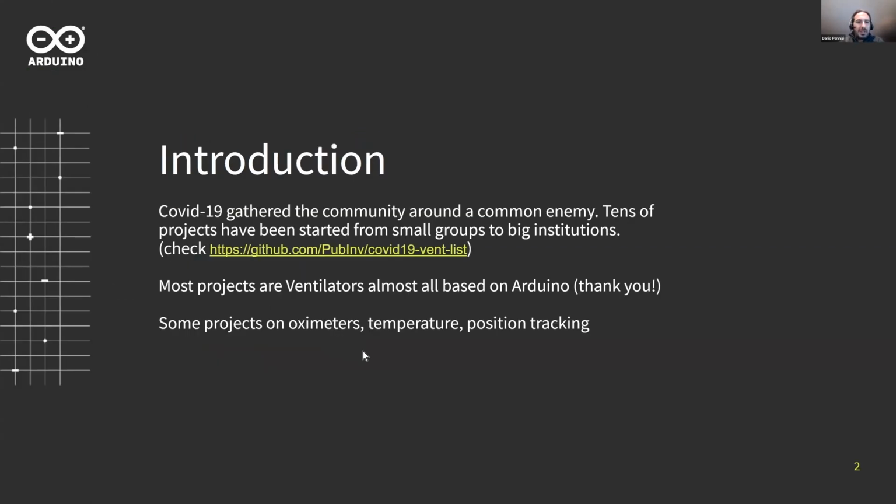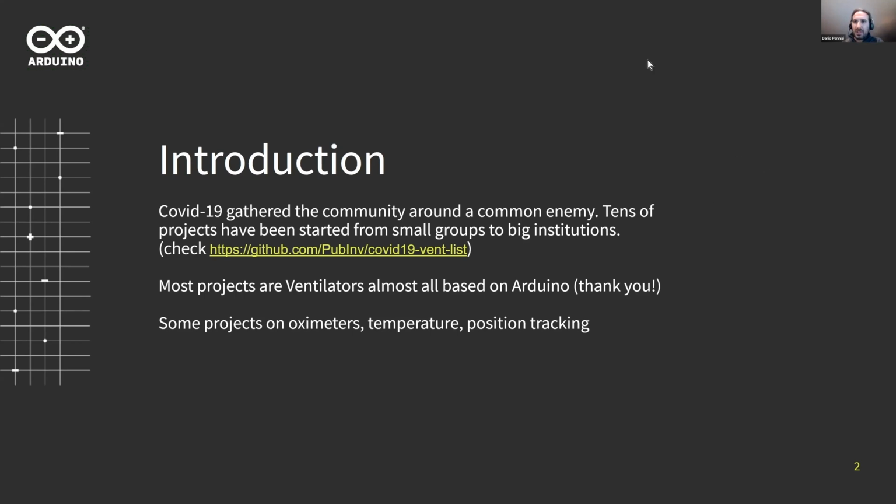So let's see. First of all, a short summary of what's happening around. Maybe every one of you already figured out, but the impressive thing is that the virus has gathered the community around a common enemy. And this is impressive because there is a huge amount of projects, mainly for ventilators, and it's very hard to track them all. Most of them share a common ground in terms of the architecture, but some of them have very interesting approaches, and most importantly, some of them really tackle the aspect of making sure that components are available everywhere. So that's really key for this.